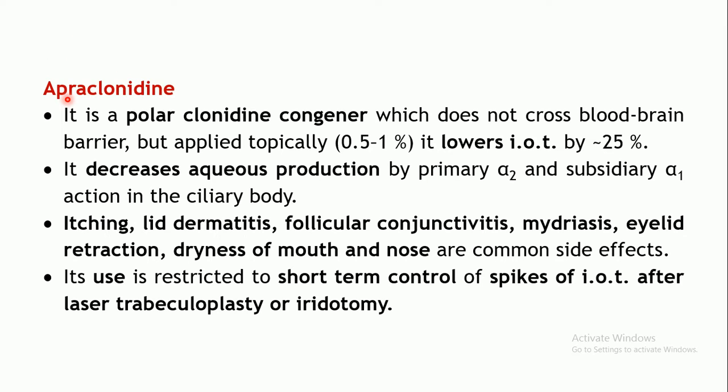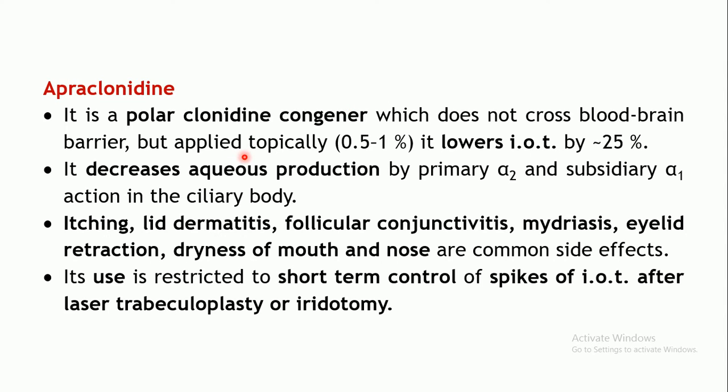Okay, so coming to the next drug, that is apraclonidine. This particular drug is a polar clonidine congener. Usually, because it's a polar congener, it cannot cross the blood-brain barrier. Clonidine actually acts on the central alpha adrenergic receptors. That's how it has antihypertensive property. But apraclonidine, being a polar congener, cannot cross the blood-brain barrier, so central effects are ruled out over here.